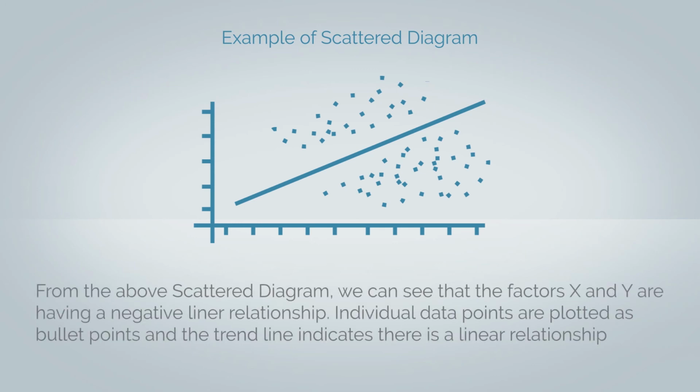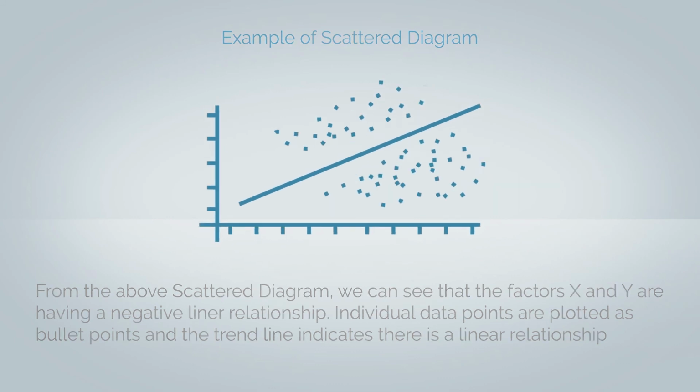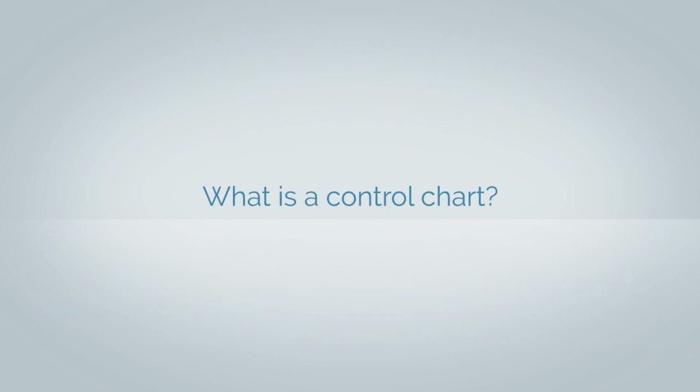From the above scatter diagram, we can see that the factors x and y are having a negative linear relationship. Individual data points are plotted as bullet points and the trend line indicates there is a linear relationship. The seventh and the final basic quality tool is the control chart. So what is a control chart?